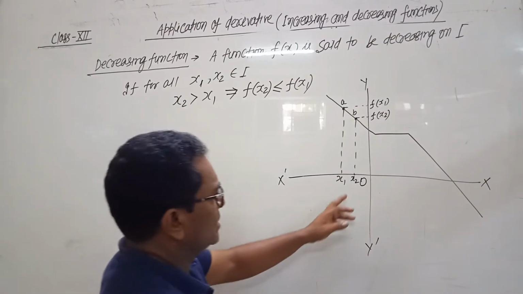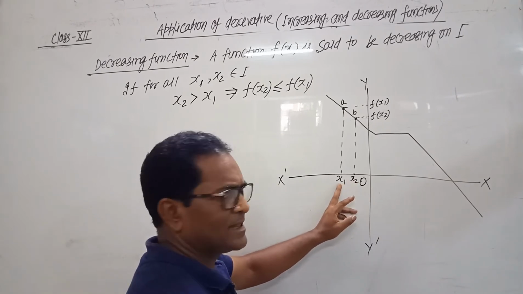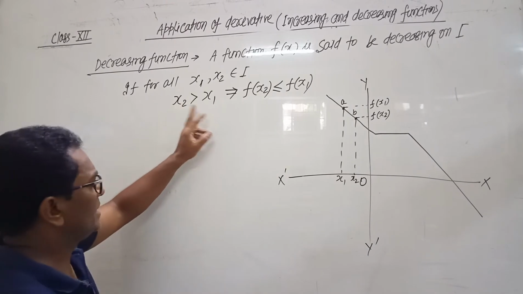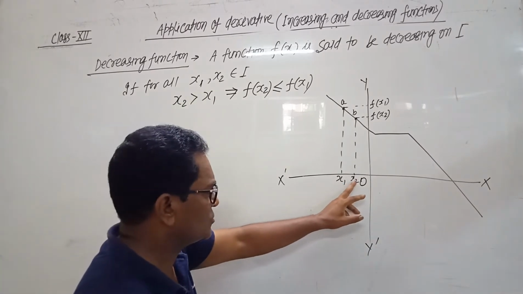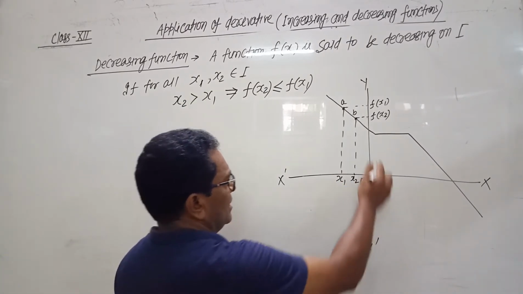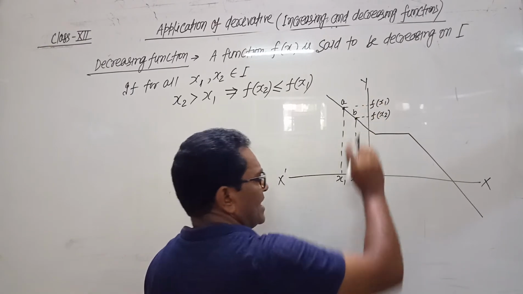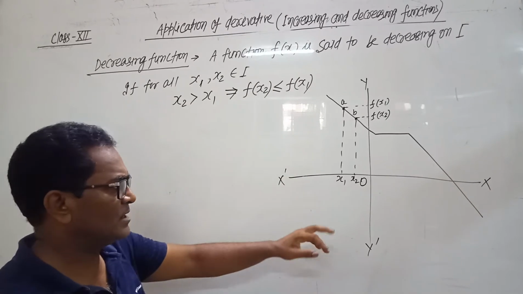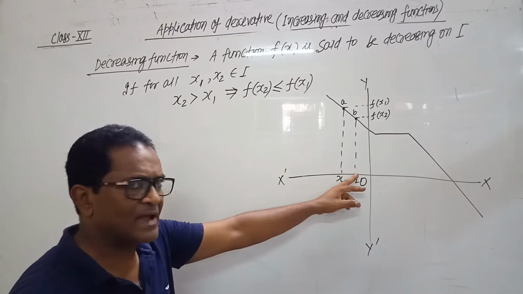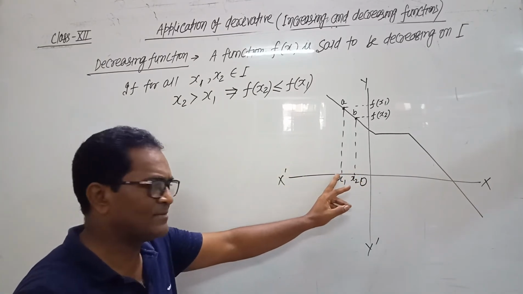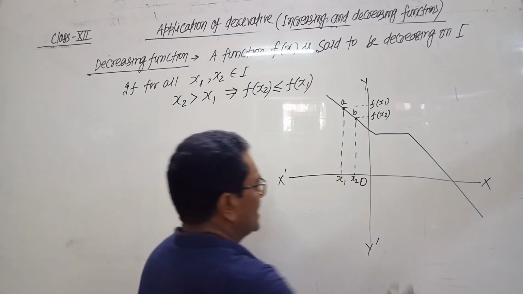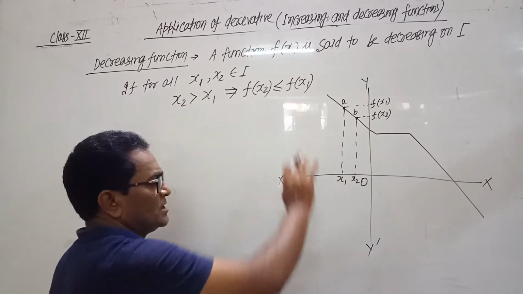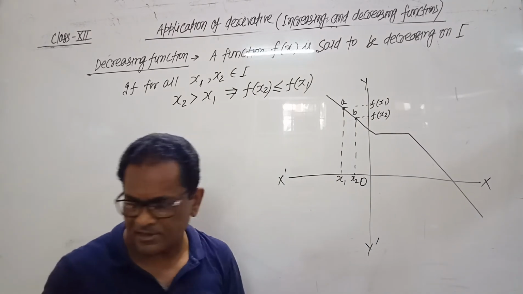So x2 is greater than x1. For x2 greater than x1, f(x2) is less than f(x1). Here the value of x2 is greater than the value of x1, but the value of f(x2) is less than f(x1). So this satisfies the condition.